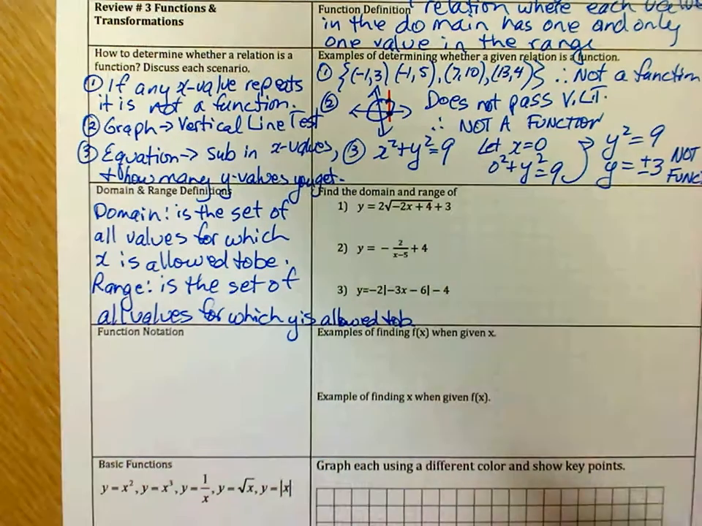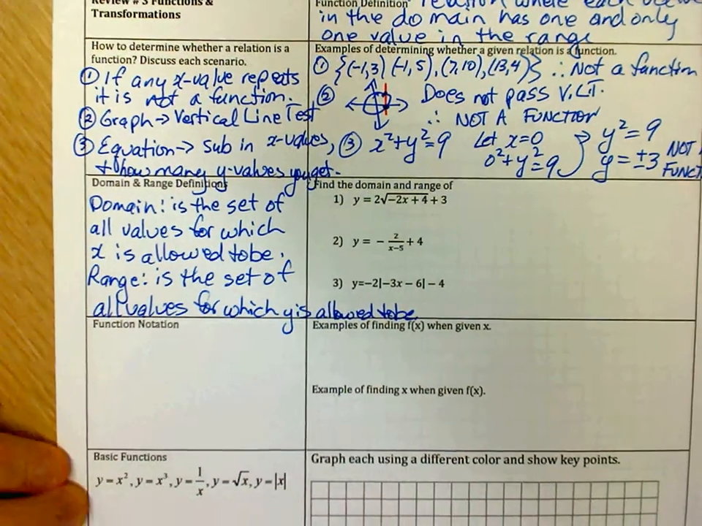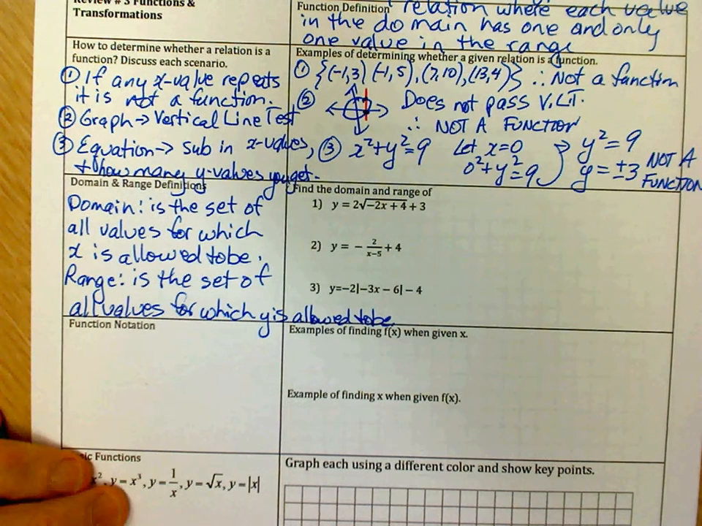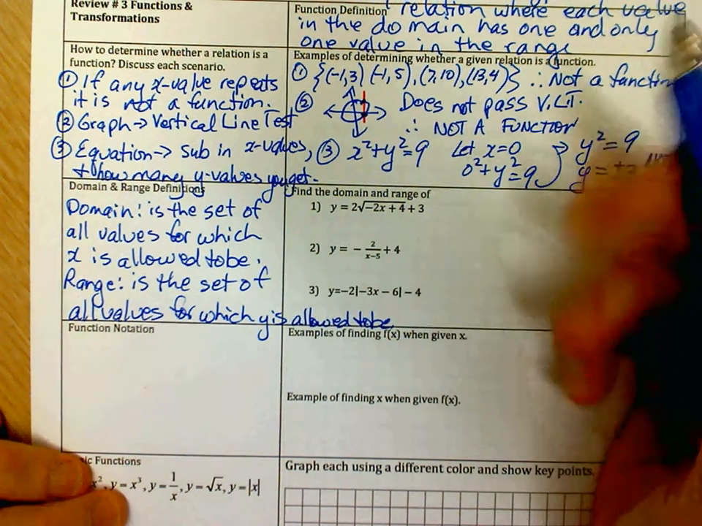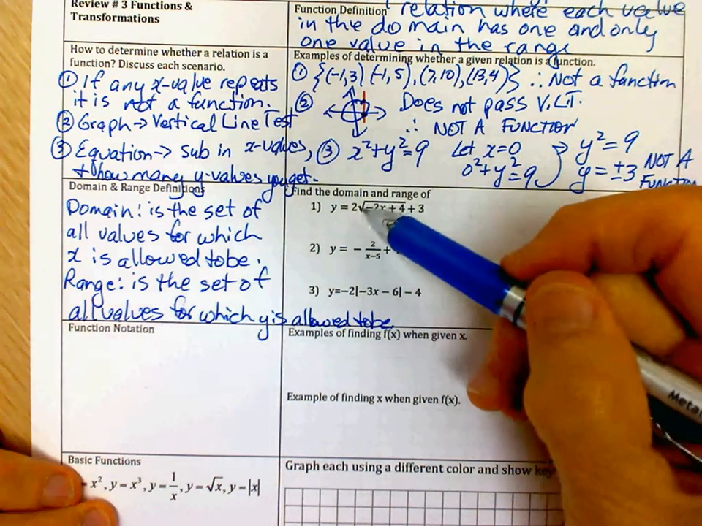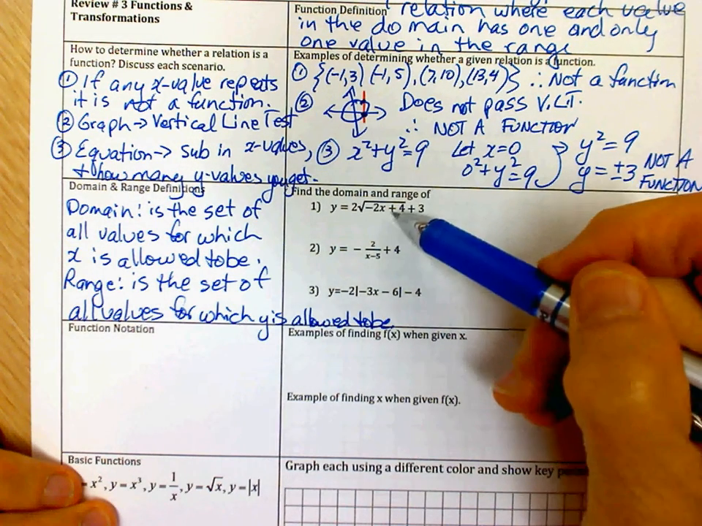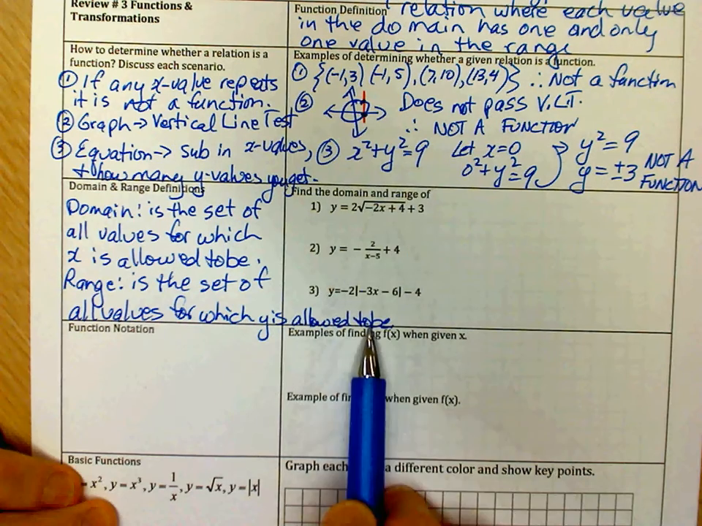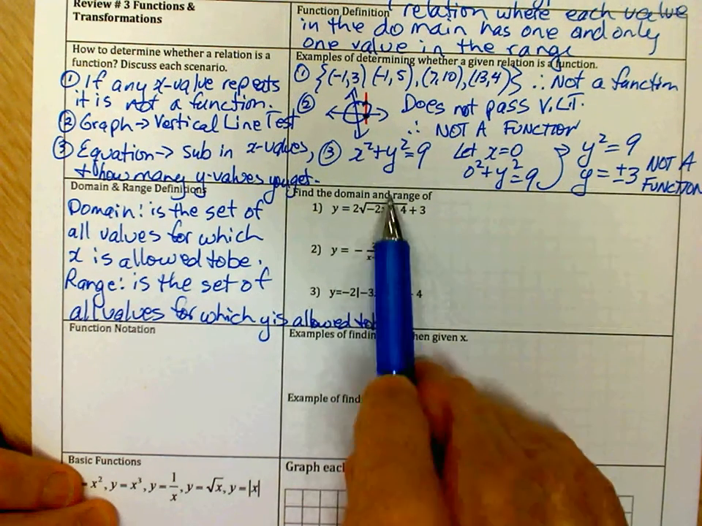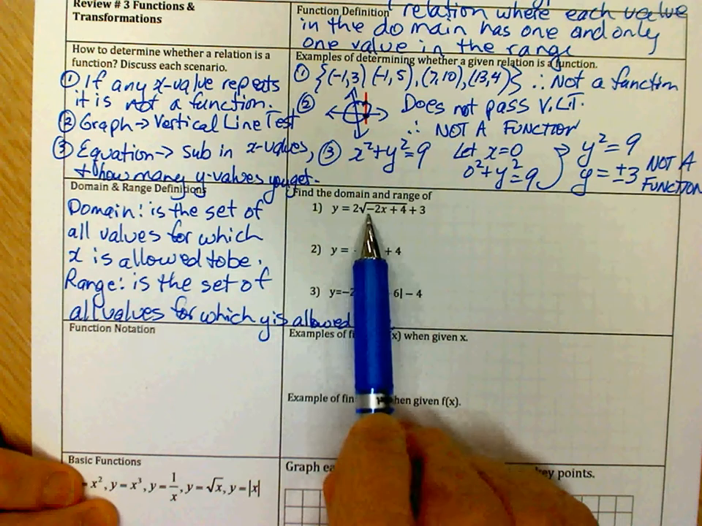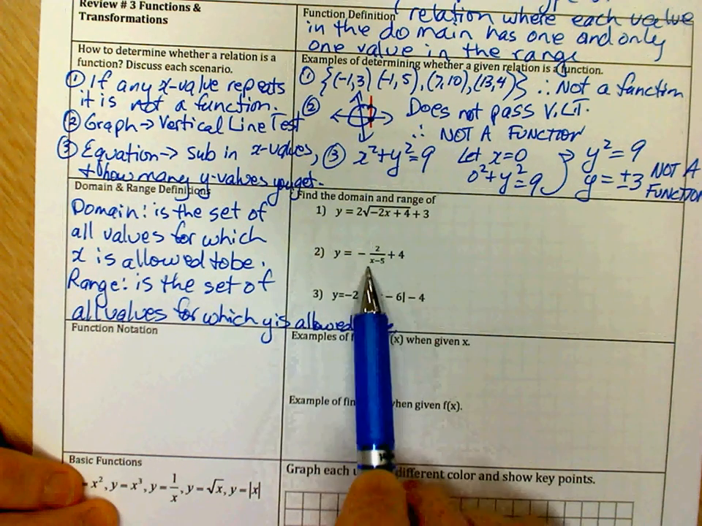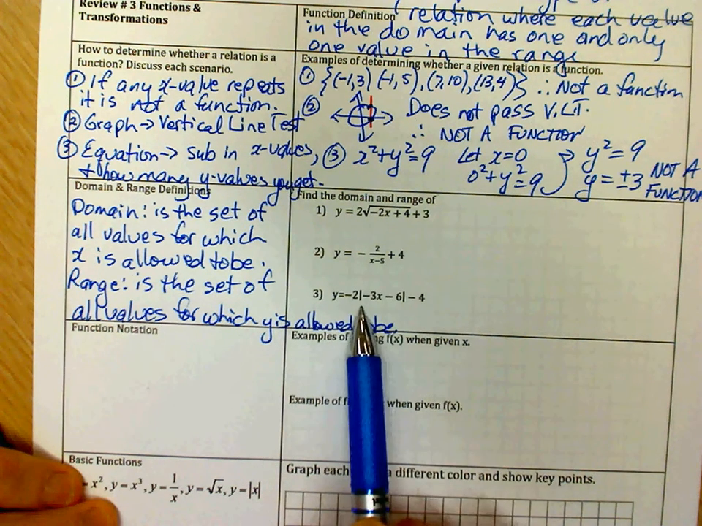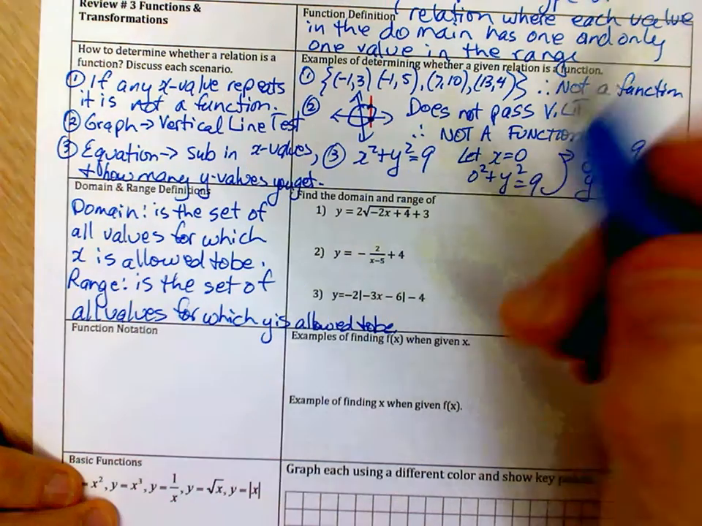So let's take a look at this. Remember, we cannot take the square root of a negative number. We're going to find the domain and range of each of these relations, and all of them are functions because you recognize this is the square root function, the reciprocal function, and the absolute value function. So they're all functions. Let's find the domain of this particular function.